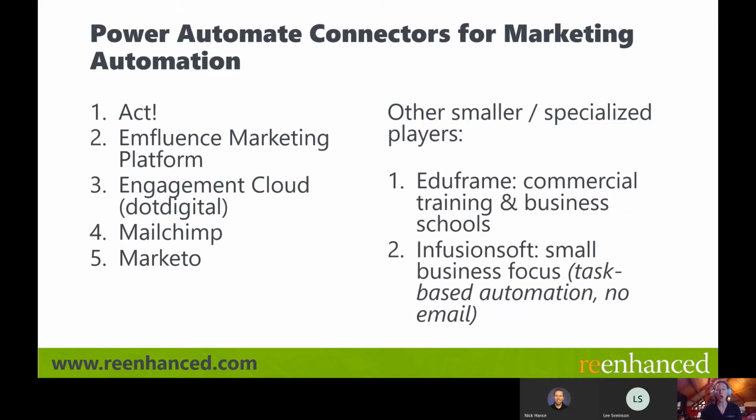So let's start off with who our players are. Believe it or not, out of 422 connectors in Power Automate, there are 5 that focus on marketing automation. There's a lot that do email or content marketing, but I specifically wanted to look at marketing automation. So not just sending an email, not just automating a task. So the 5 main ones are ACT, Emfluence Marketing Platform, Engagement Cloud, which is by Digital, who has quite a few connectors in Power Automate, Mailchimp, and Marketo. So out of our big 5, there are 2 that I knew about, obviously Mailchimp and Marketo. And I was really surprised that was it.